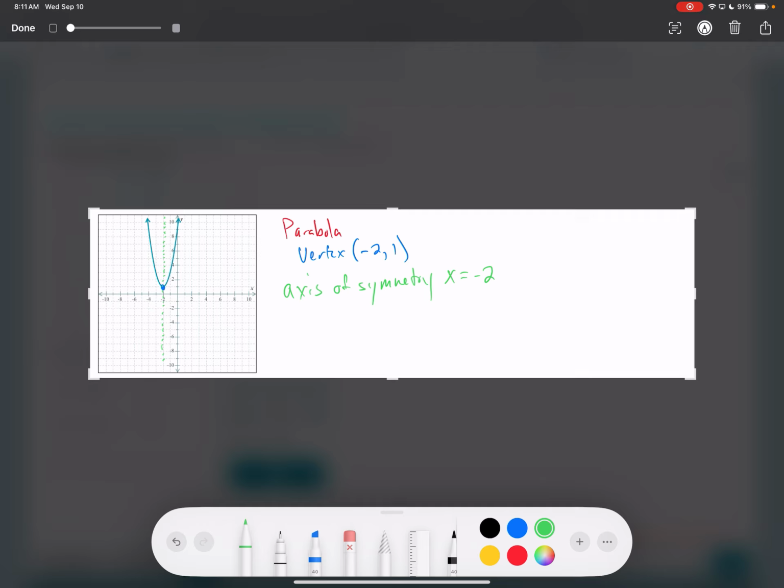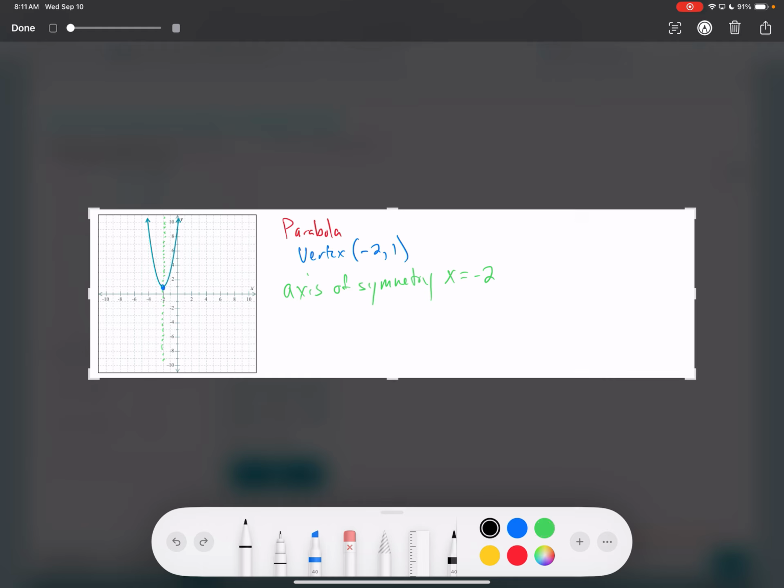So the axis of symmetry, you can fold it over at that point. It is a vertical line, so we do x equals a number, but it's always x equals the x of your vertex, okay? Because we're going to talk a lot about the vertex today. What else do I need to say? I think that's it for right now.